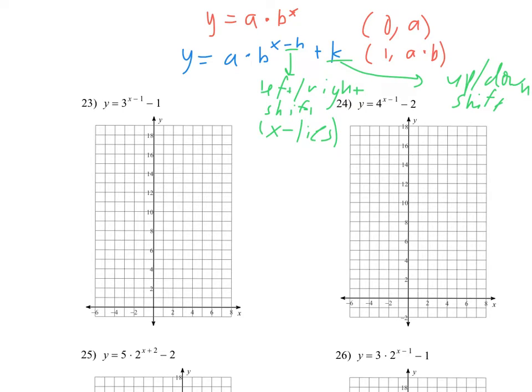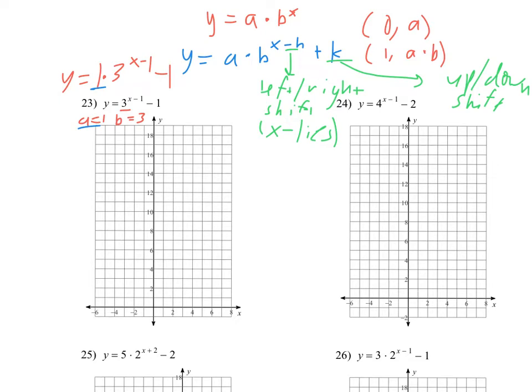So here's what we're going to do. On number 23, I'm going to interpret this 3 right here as b equals 3. And I'm going to say a is 1 here. The reason a is 1 is you can visualize this as 1 times 3 to the x minus 1 minus 1. So it's really referring to this 1 out front. There's no number multiplying out front, so our a value is 1. If you look down at number 25 and 26, you're going to see that that does change, but for now, we're going to keep it like that.